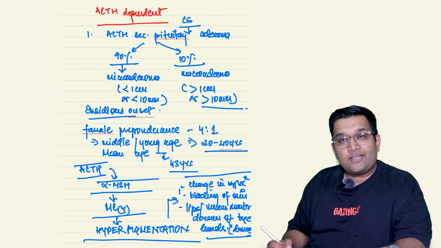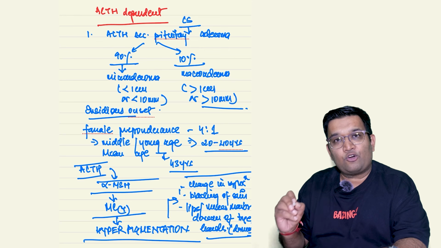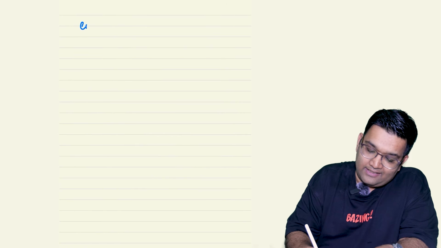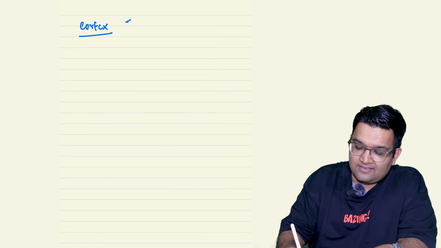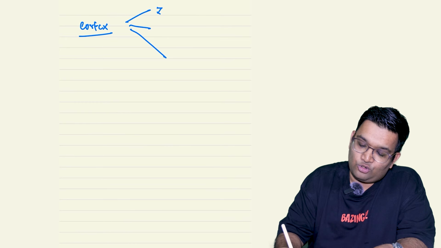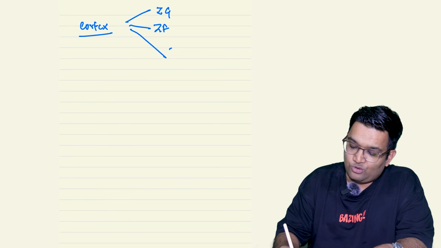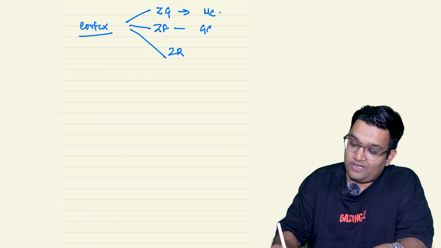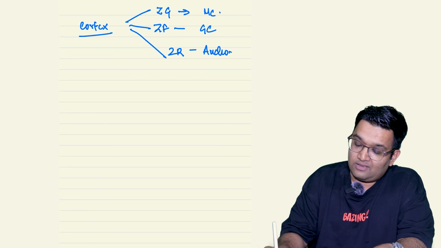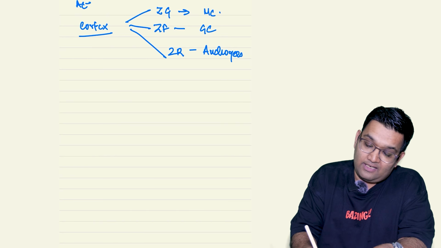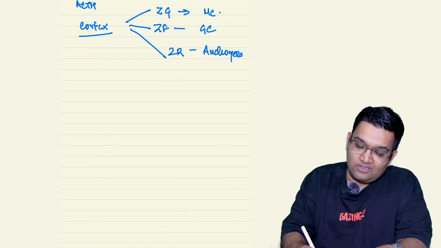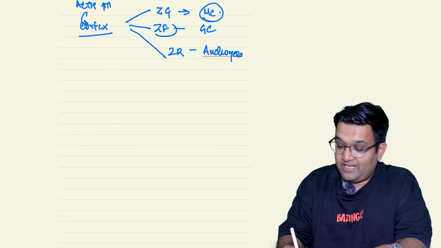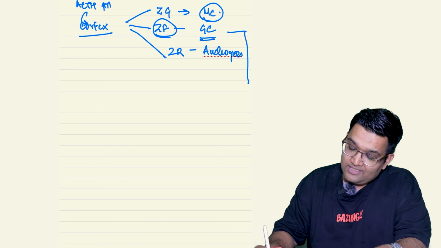Then features of adrenal as well as androgen excess may be there. What does that mean? See, the cortex has 3 layers: zona glomerulosa, zona fasciculata, zona reticularis, each producing its own hormones: mineralocorticoids, the glucocorticoids and the androgens. ACTH is produced in alarming amounts, so that is going to act on the adrenal cortex. So it will produce primarily the glucocorticoids but in large amounts.